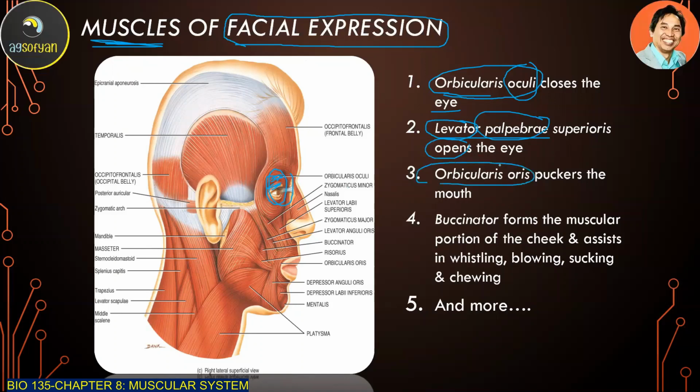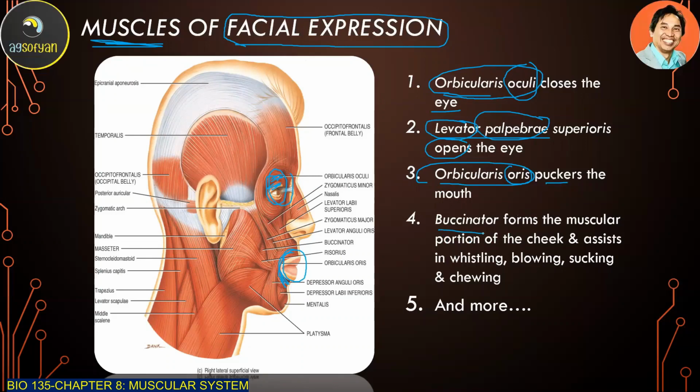Orbicularis oris. Oris means mouth. Orbicularis means circling. So this is the one that circles the mouth over here, for puckering the mouth, kissing, for example.